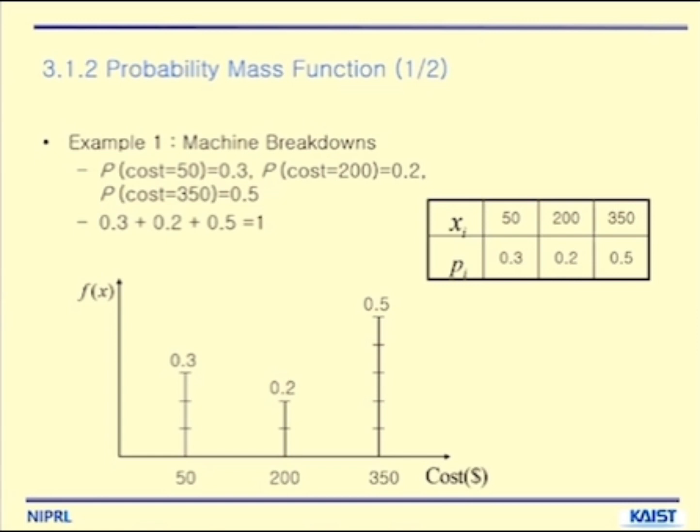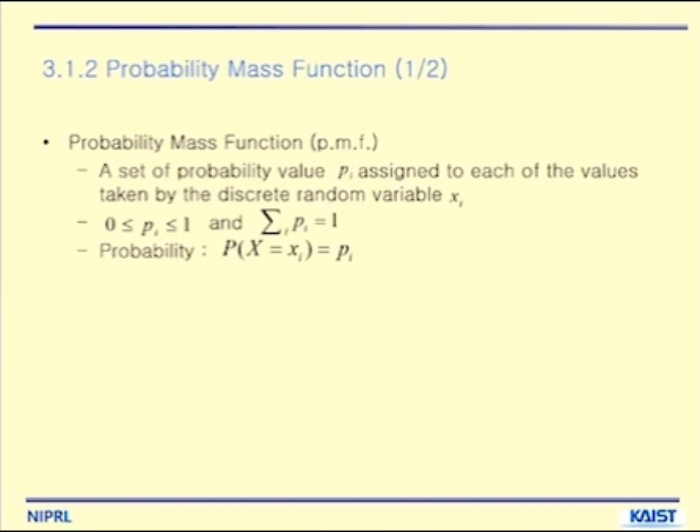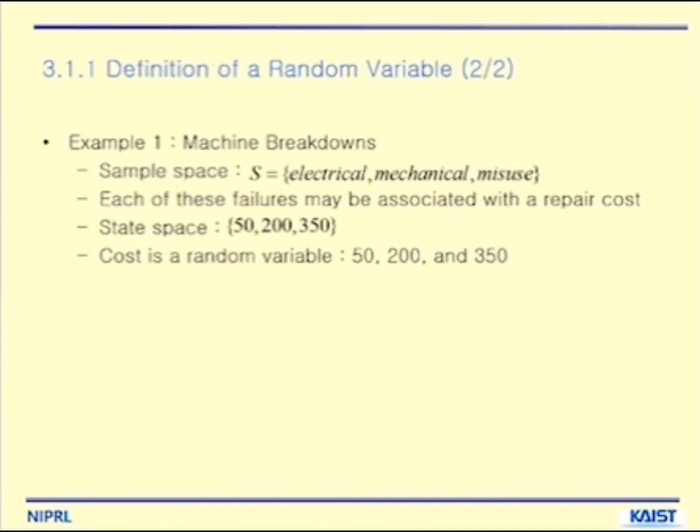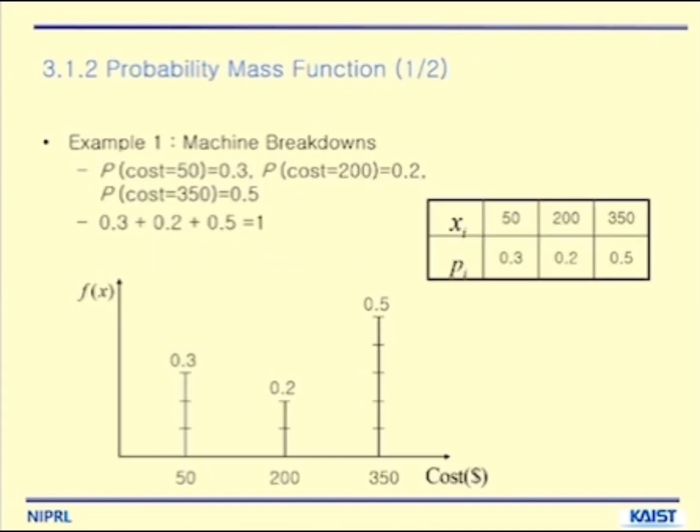20% of the time when it breaks down due to mechanical reasons, I spent $200. And when it breaks down due to misuse, I spent $350. Look at that, 50% of the time. How do I get those probabilities?